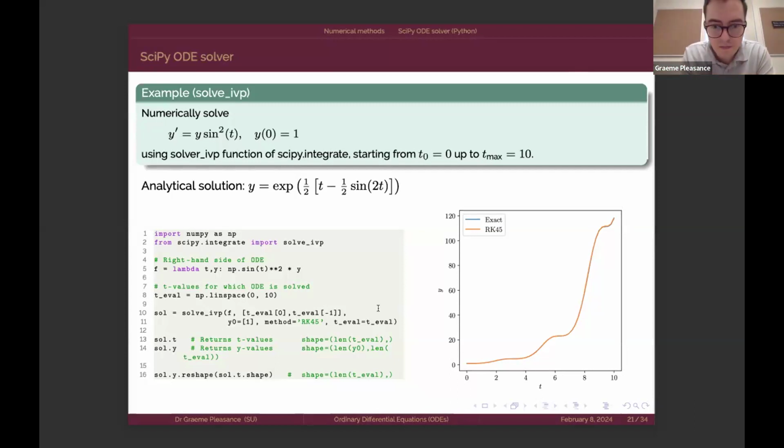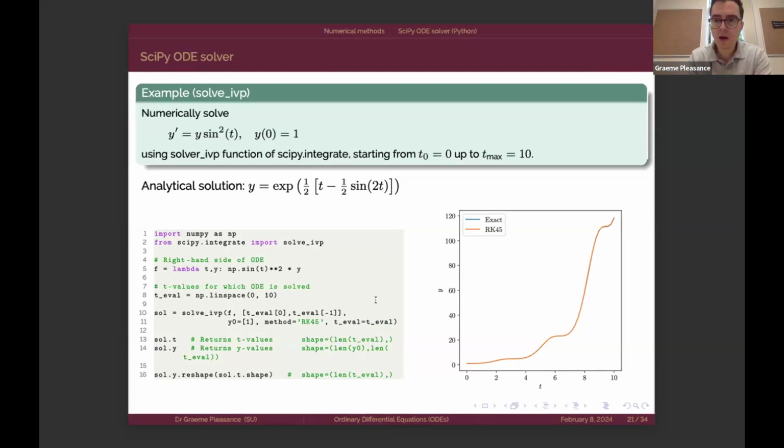And so this t_eval here is a keyword argument that you provide that gives you the list of t values that you want the corresponding y values for. In this case, it's just the array of values between 0 and 10. So here the keyword argument is t_eval, and I just set this equal to this NumPy array.